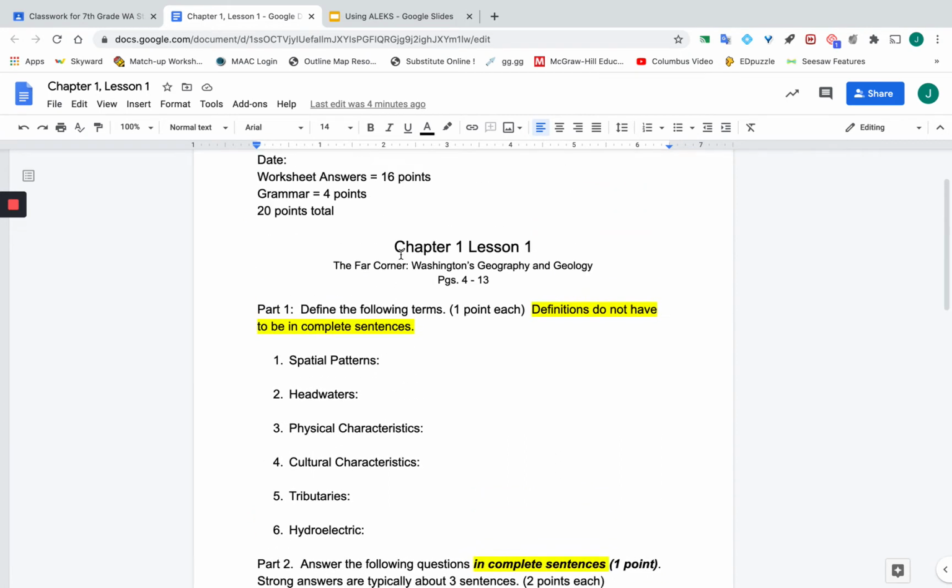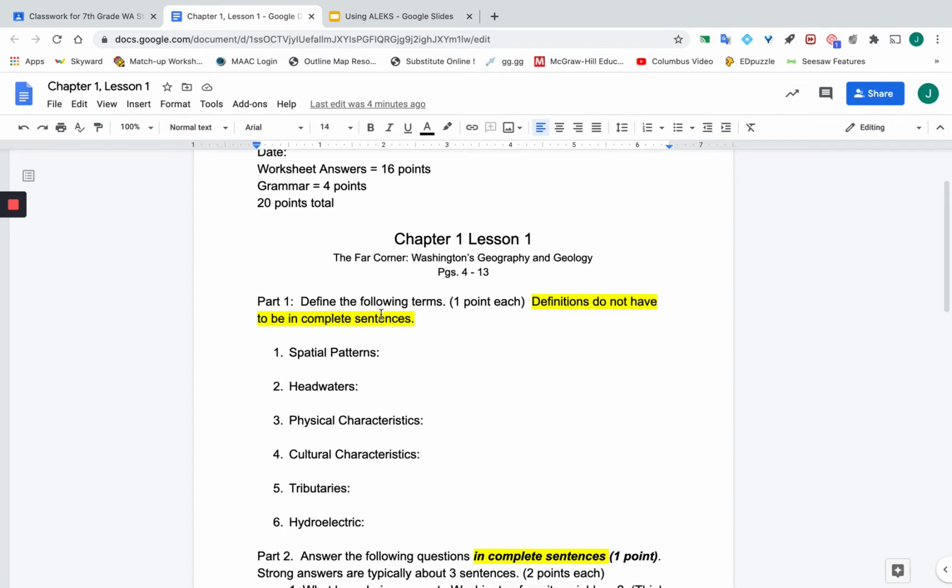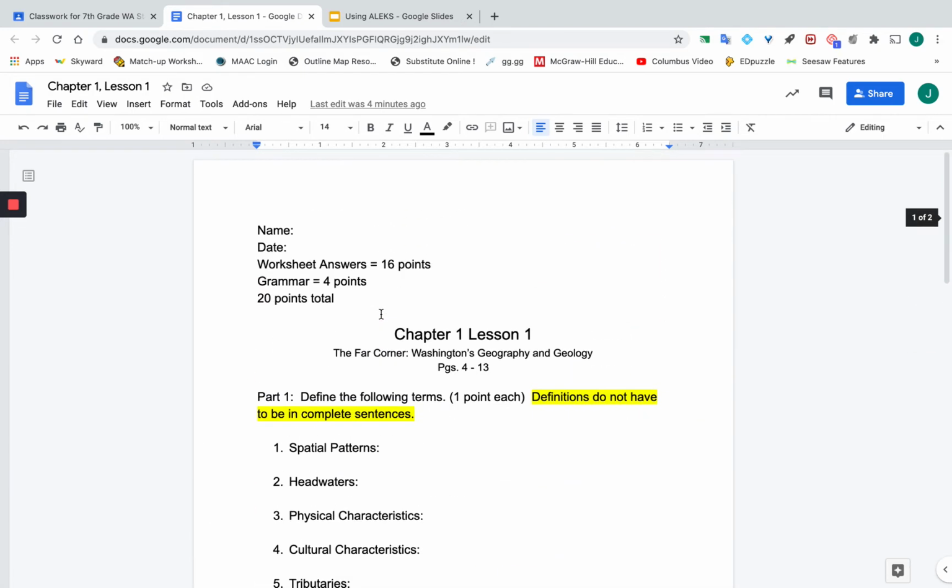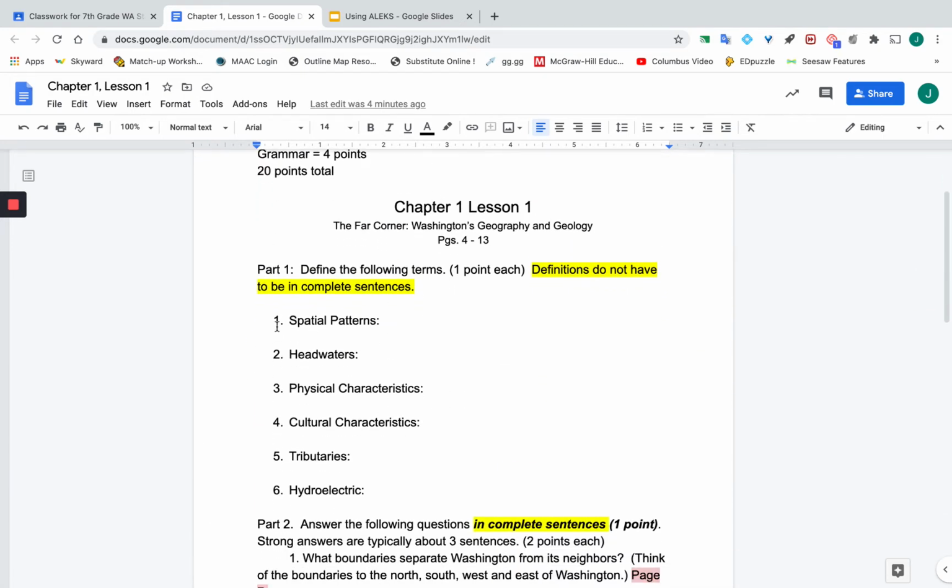All the worksheets have a very similar format. There are 2 parts, Part 1, Part 2. Part 1 is all definitions, and I put a bunch of notes on here, but definitions do not have to be in complete sentences. They're just short definitions.